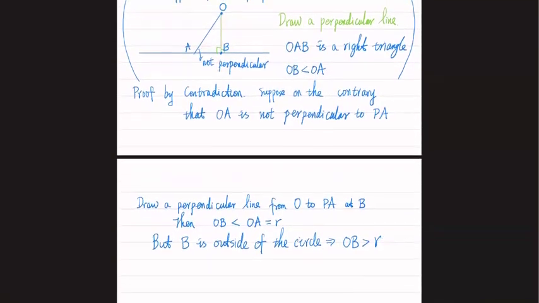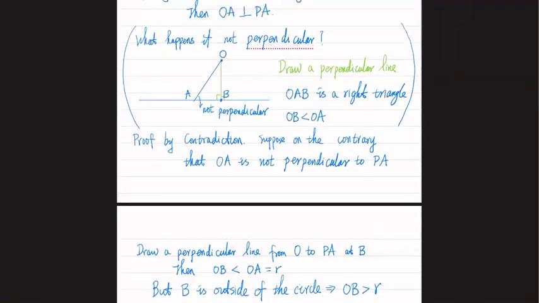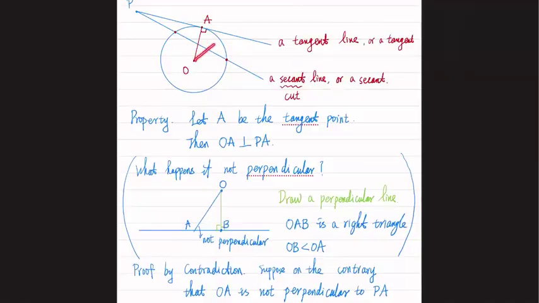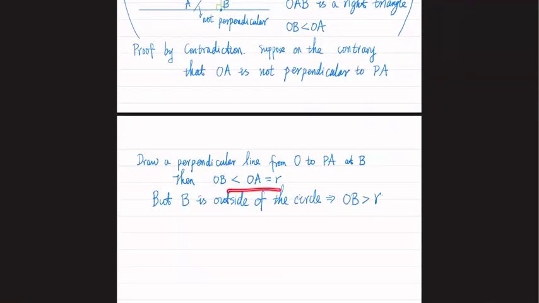So now we have two facts. One less than R, one bigger than R. Which one is true? We follow this picture, it must be less than R. This picture goes outside, it must be bigger than R. So this is a contradiction.